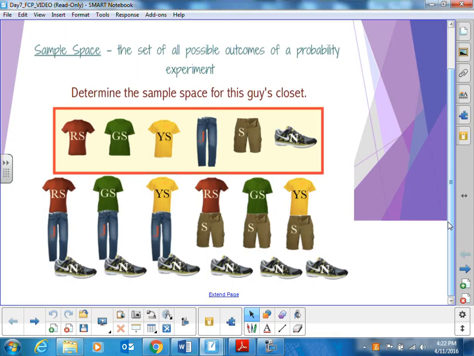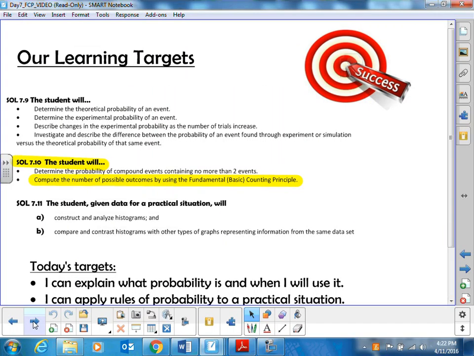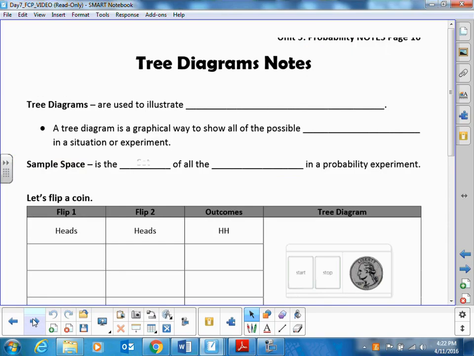And that's what we're going to be learning today. And it's very, very, very simple. Okay, our learning target is SOL 7.10, which we were doing with compound events, but now we're going to look at the second half, which is how we compute the number of possible outcomes using the fundamental basic counting principle. And it is very, very easy. Once we get going, you're going to be like, oh, really? This is a math thing? I can do this.